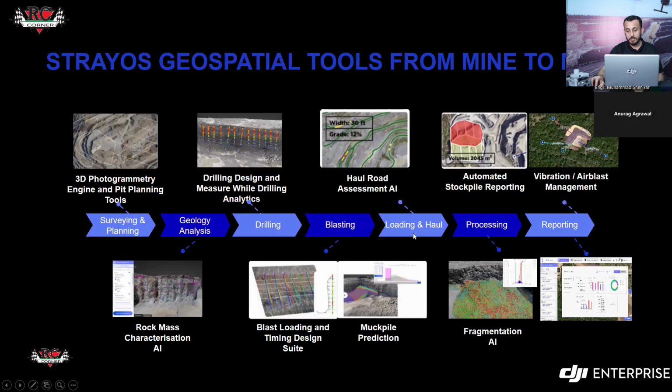And about the loading and haul road, you can do this as well. Everything is AI. Just select an option, put it on the Strayos platform, and it will do everything for you on a cloud basis. The processing time is very fast. It will save you a lot of time.